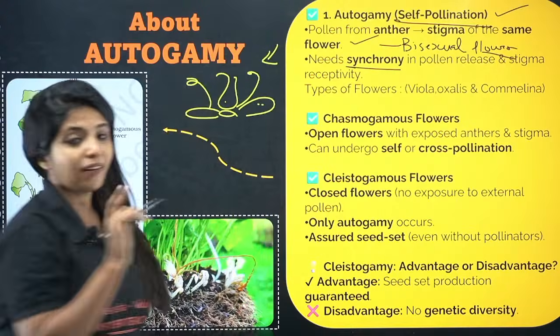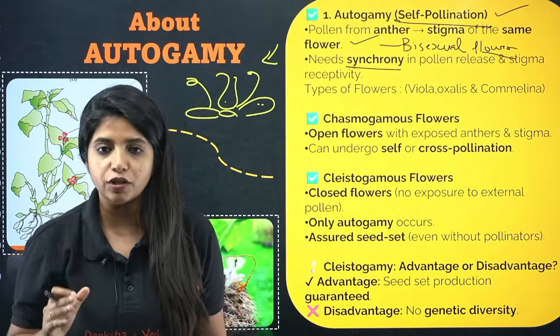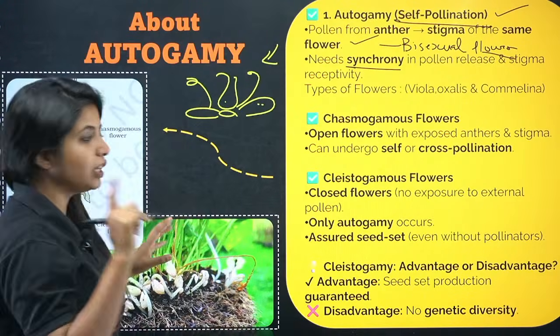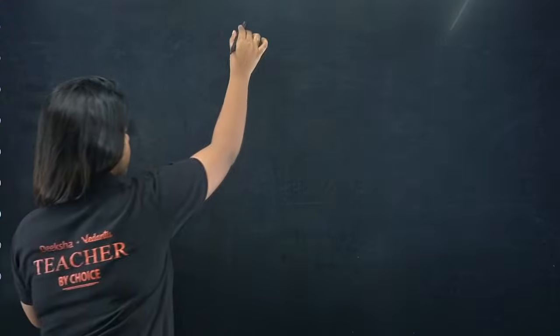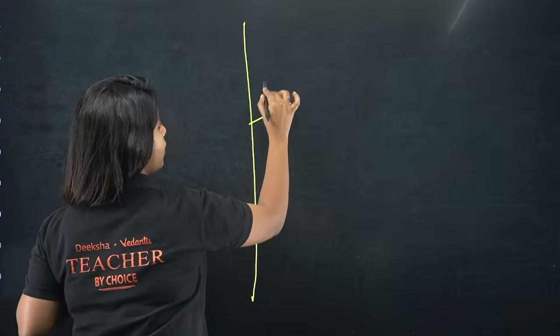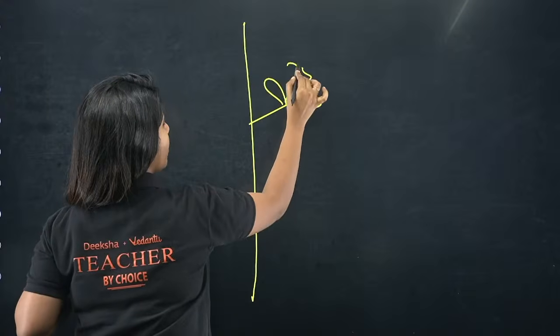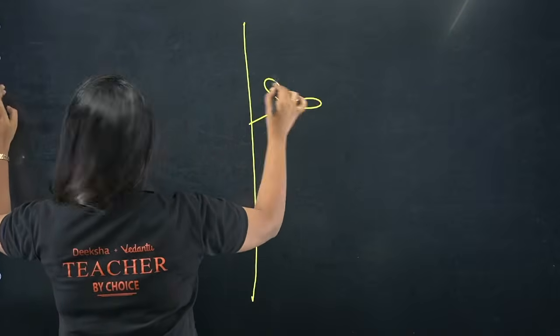When I talk about flowers on a plant in general, there are two cases that can happen. Very easy two cases. It looks like this. Some flowers are like this, open.